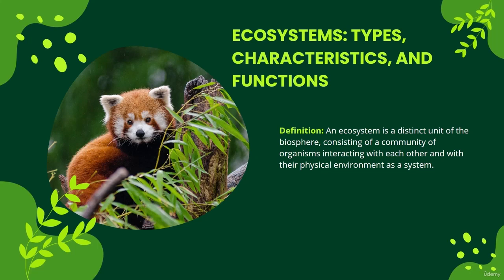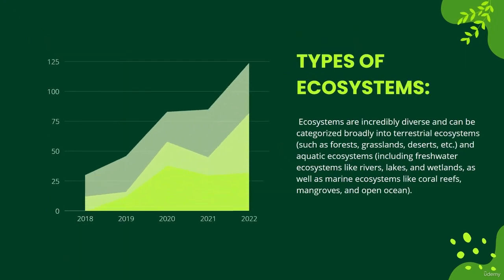For example, the ecosystem of human beings. We do not live in the forest. We live in places where other human beings exist. So we have our own ecosystem. Similarly, the animals have their own ecosystem. The fish have their own ecosystem in the water. So an ecosystem is a distinct unit of the biosphere. It is a community of organisms interacting with each other and with their physical environment.